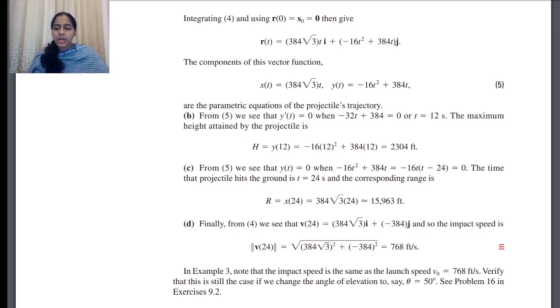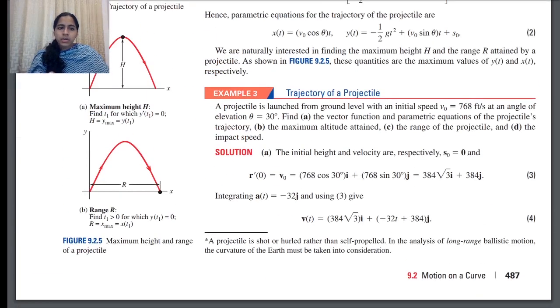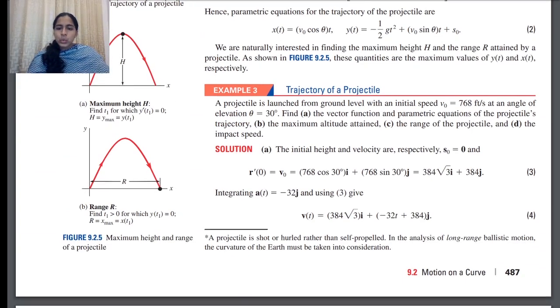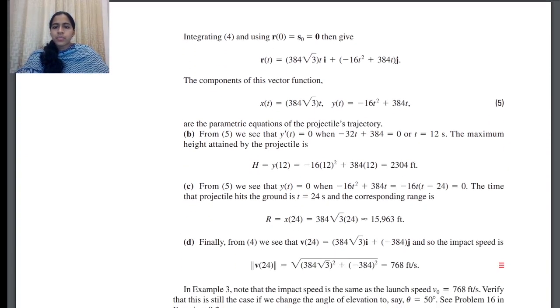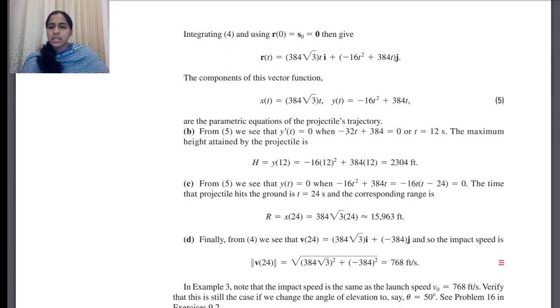Now what should we do to find the maximum height attained? Let us recall. To find the maximum height, we have to find a t such that y prime of t must be 0. So we have y of t given to be minus 16t squared plus 384t. Now what will be y prime of t? Y prime of t is the derivative of this, that is minus 32t plus 384. So when y prime of t is 0, we have minus 32t plus 384 equal to 0. Solving this, we get the value of t as 12 seconds.